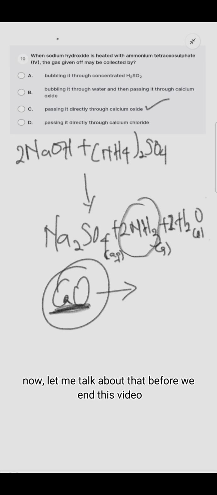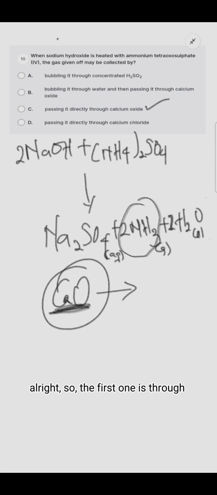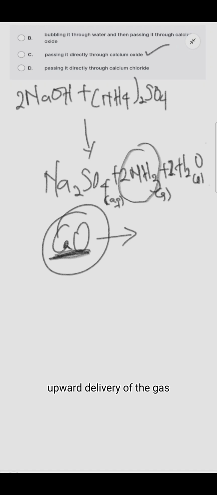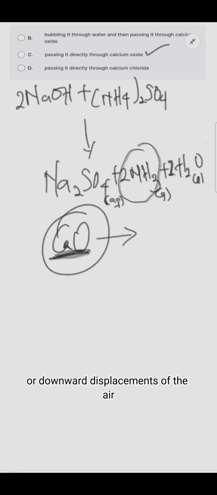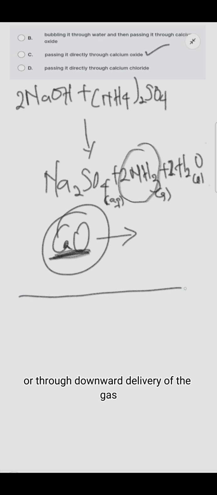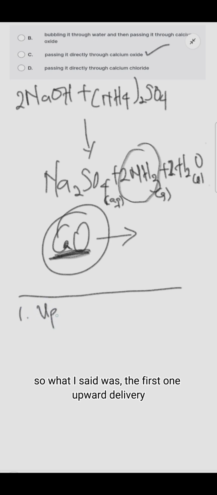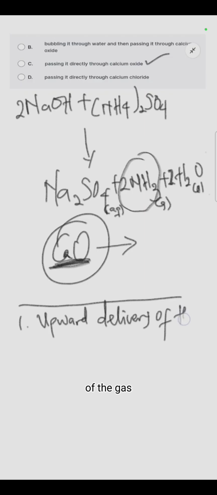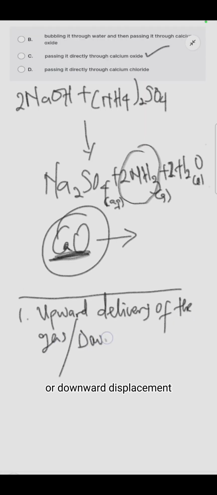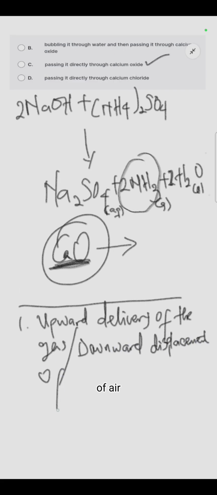Now let me talk about that before we end this video. So now there are two methods of collecting gas in the lab. The first one is through upward delivery of the gas or downward displacement of the air, or through downward delivery of the gas or upward displacement of the air. So what I said was the first one, upward delivery of the gas or downward displacement of air. Let's talk about this first.